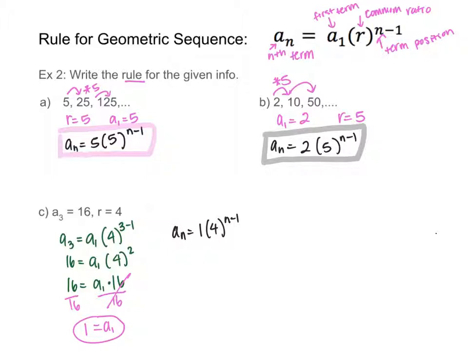But what I also notice is that there's a 1 in front of this parentheses. And so if I'm going to be multiplying something by 1, it's going to end up being itself. So in this case, I can really write this as AN equals 4 to the n minus 1, just to be less redundant. But I would have taken your answer if you left it like this too. So here is our answer for part C.